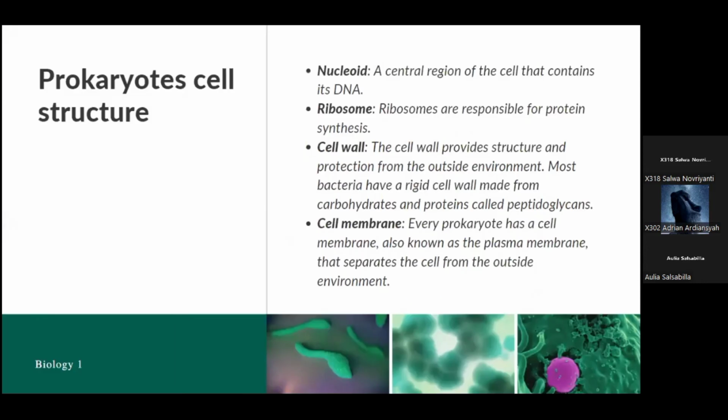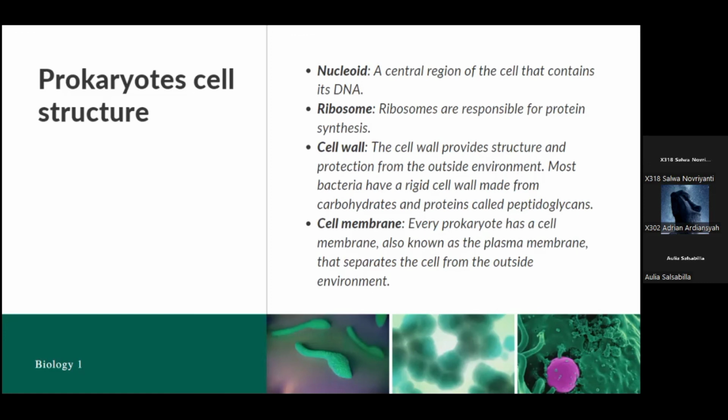Prokaryotic cell structure. Nucleus: a central region of the cell that contains its DNA. Ribosome: ribosomes are responsible for protein synthesis. Cell wall: the cell wall provides structure and protection from the outside environment. Most bacteria have a rigid cell wall made from carbohydrates and proteins called peptidoglycans. Cell membrane: every prokaryote has a cell membrane, also known as the plasma membrane, that separates the cell from the outside environment.